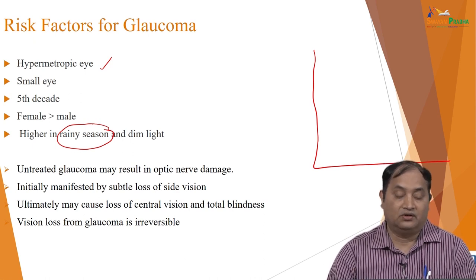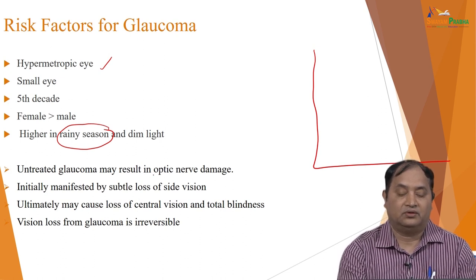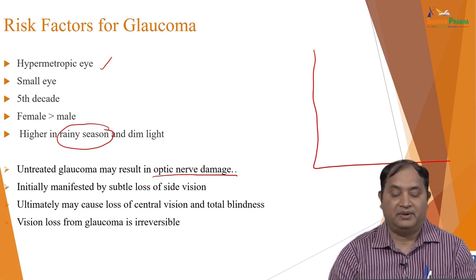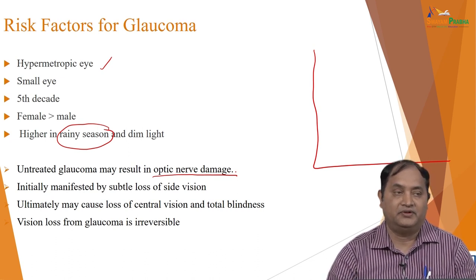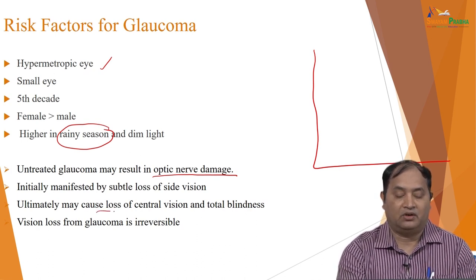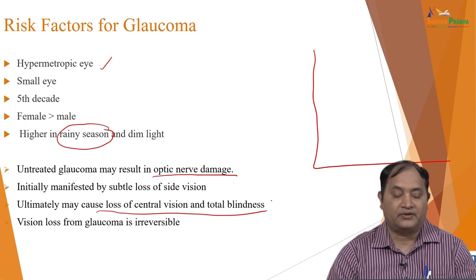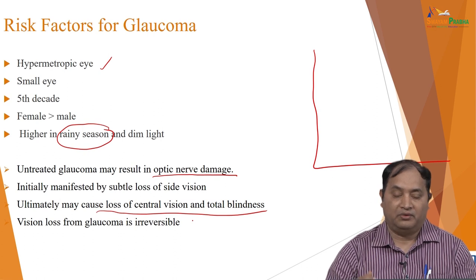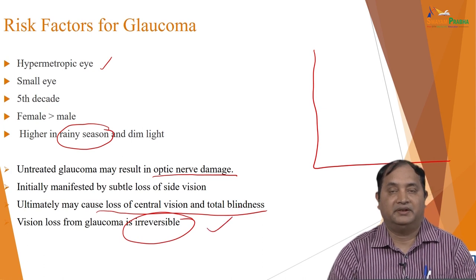Now, what happens in untreated glaucoma? If it is untreated or unattended, it results in gradual damage of the optic nerve. Initially it is manifested by loss or blurring of vision, loss of side vision with headache, or it may be unilateral, or there may be loss of central vision or total blindness. Visual loss in glaucoma is irreversible. One has to be very, very careful that it is irreversible, so treatment should be done at the earliest.